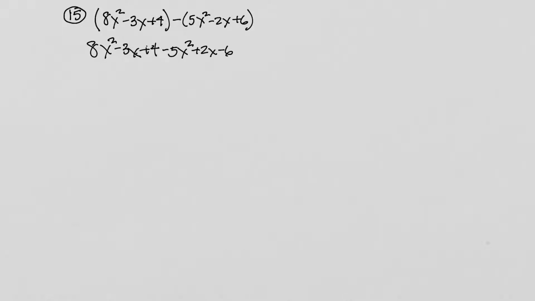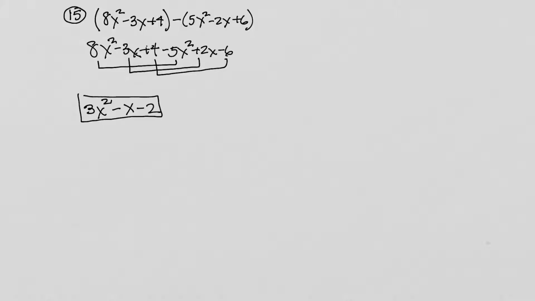So let's combine like terms. We've got 8x squared minus 5x squared. That's going to give us 3x squared. Negative 3x plus 2x gives us negative 1x. And then 4 minus 6 is negative 2. So there we are with 3x squared minus x minus 2.